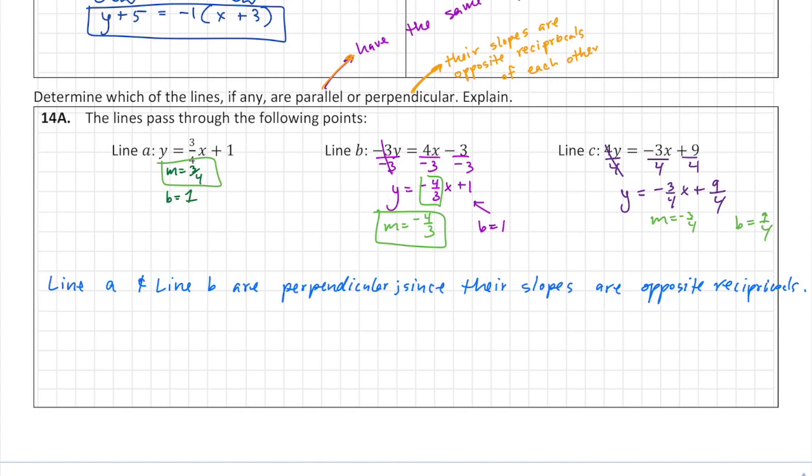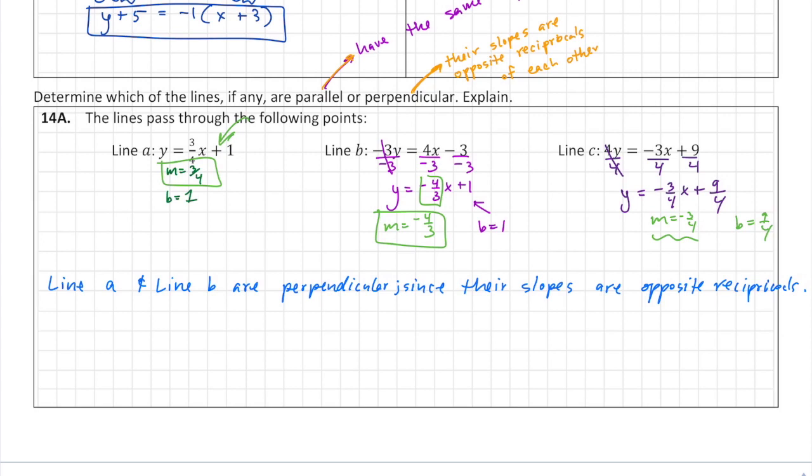Now if I compare this slope, -3/4, with my first line, line A, even though they both have the 3/4 part, one's negative and one's positive, so they are not parallel. And it's not a reciprocal, it's not -4/3, so it's not perpendicular. So line A and C are neither parallel nor perpendicular.